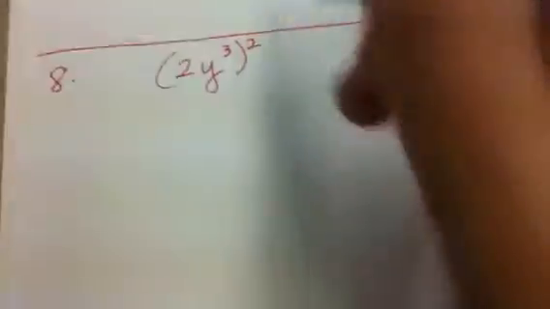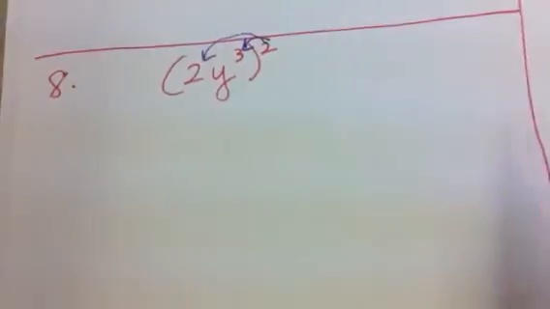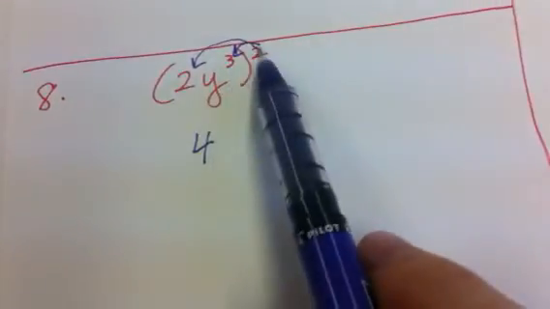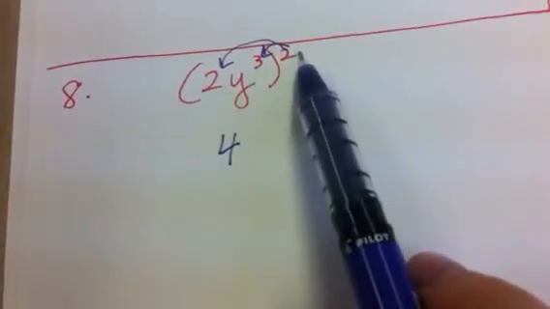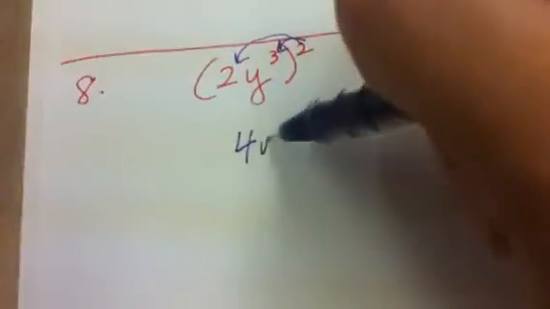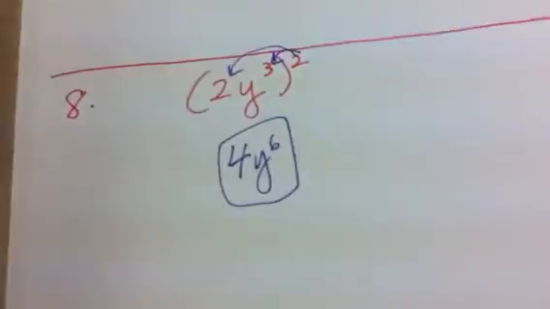Last one, I have 2y to the 3rd, squared. Now remember the squared on the outside goes to the 2 and the y to the 3rd. So I do 2 squared, which is 4. If I have a power to a power, I want to multiply those exponents. So 3 times 2 is 6, and there you go.